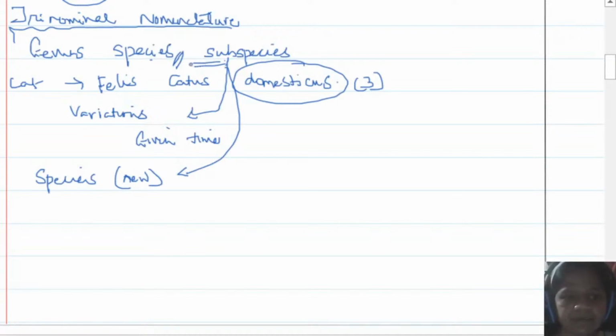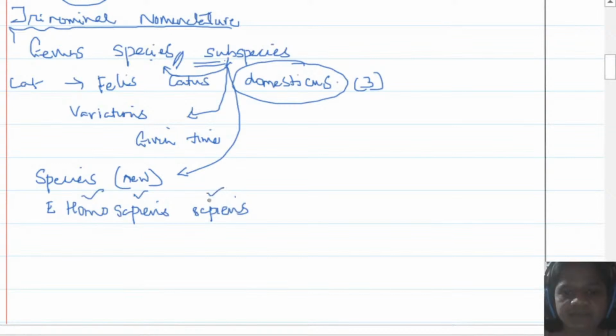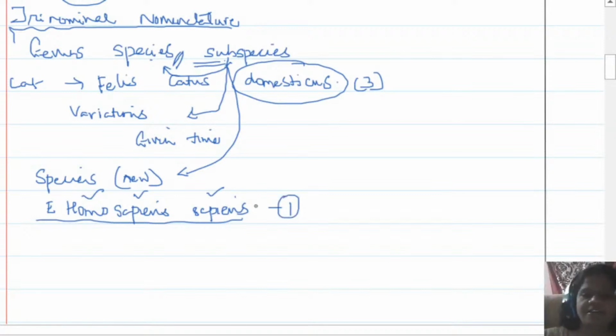These can interbreed with the other subspecies. If there are 3 subspecies, they can still interbreed and give rise to new organisms or new offspring. So that is the trinomial nomenclature. And for man, the example is Homo sapiens sapiens. This is the genus, species, subspecies. But for humans, there's only one subspecies. We can all interbreed, right?